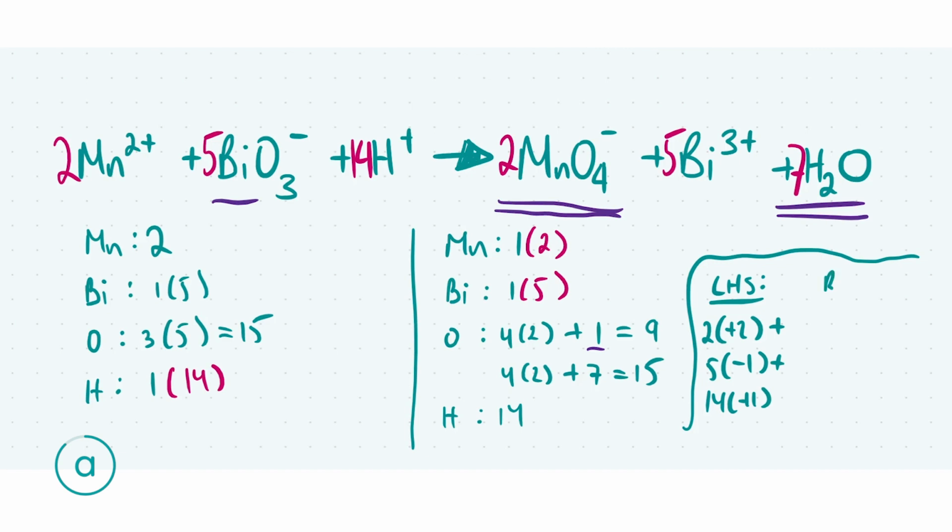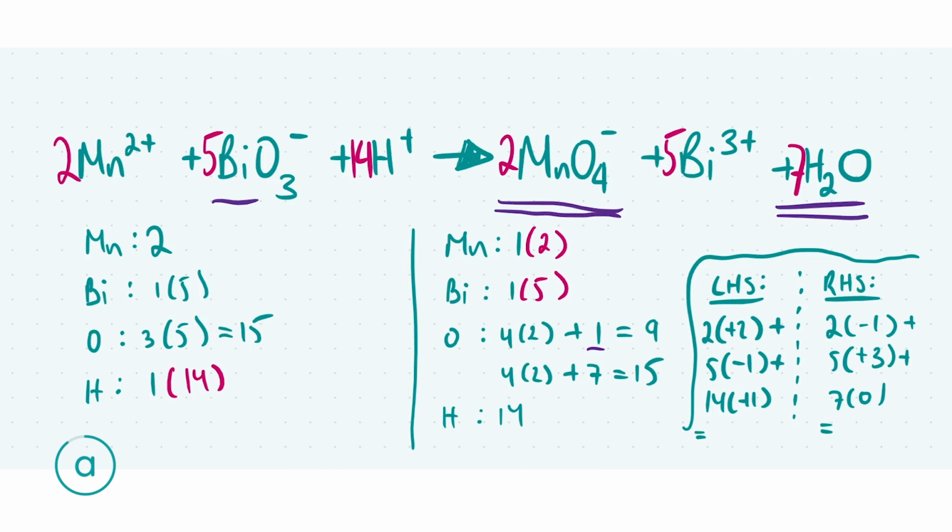And then on the right hand side, so RHS stands for right hand side, we're going to have 2 times (-1), plus 5 times (+3), and then plus 7 times 0. I'll just draw a dotted line in the middle so we don't get confused. And what we're going to do is just add these all together, and hopefully we get the same number.